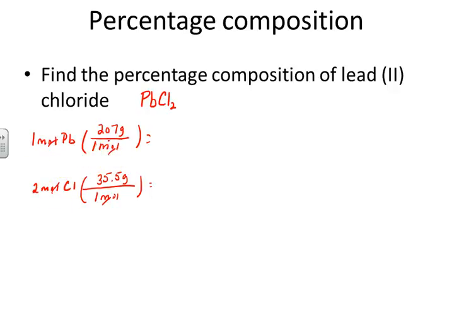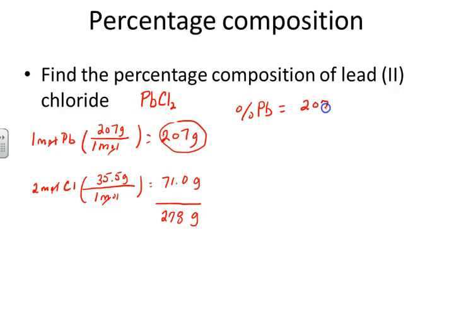So 207 for this one. And 2 times 35.5 is going to be 71.0 grams. We can total those up to get the mass of PbCl2, 278 grams. Would be our total.